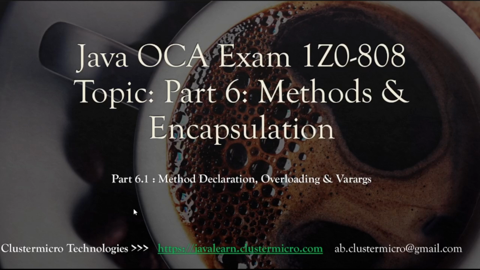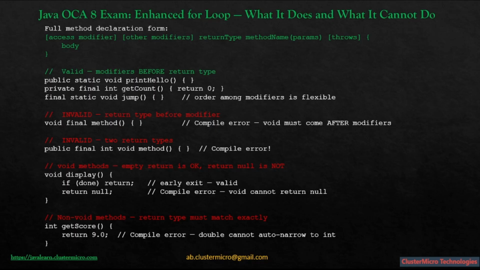So today we are going to discuss part 6.1: method declaration, overloading and varargs. Method declaration in Java follows a specific structure. It begins with the access modifier, followed by optional modifiers such as static or final. After the modifier comes the return type, and then the method name and parameter list.